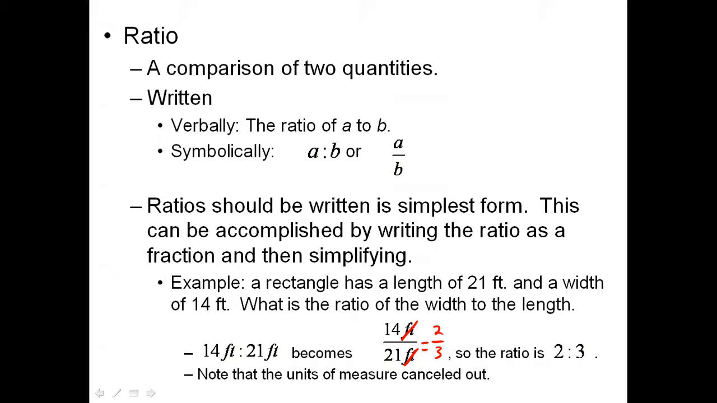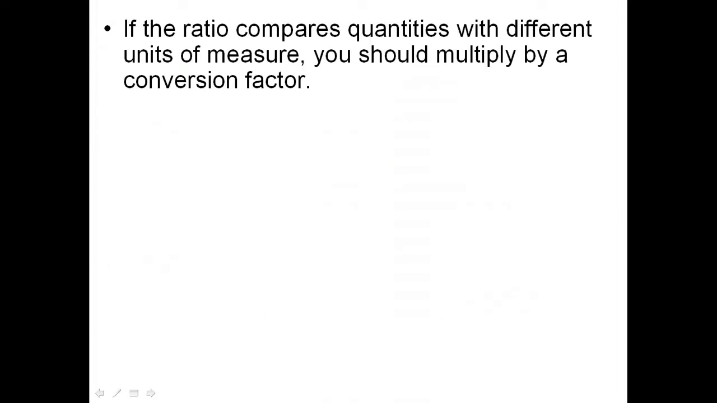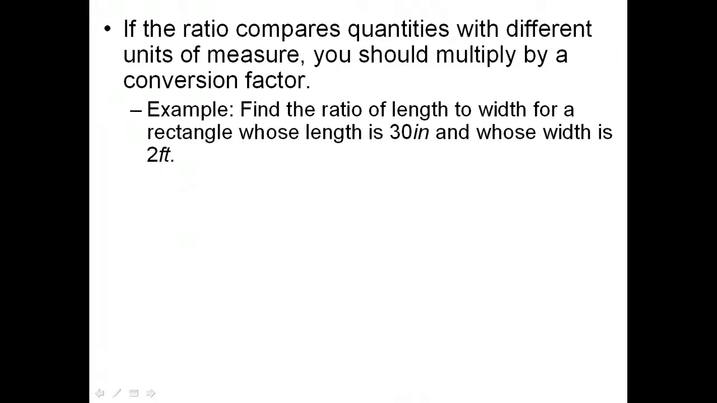If the units will not cancel out, like miles and hours, you can't change miles into hours or hours into miles, then that is called a rate rather than a ratio. In a ratio, the units of measure should always cancel out. If the ratio compares quantities with different units of measurement, then we need to try to make them the same if we can, and we do that with a conversion factor.